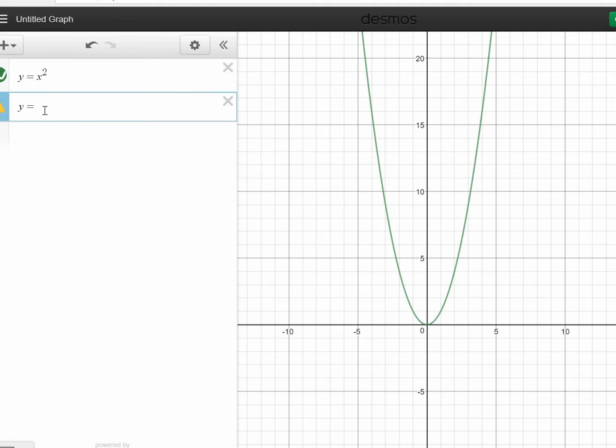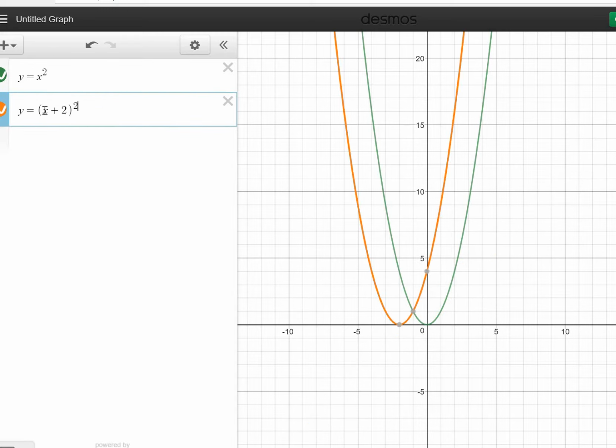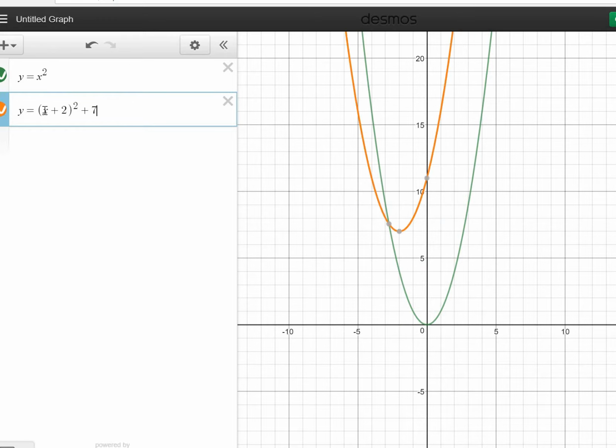Well, we are wanting to move it 2 to the left. So we would add 2 within the brackets. But we also want it to have a vertex not at -2, 0, but up at 7. So we would add 7 on to the entire equation. So y equals (x plus 2) squared plus 7 would move our parabola so that it has its vertex at -2, 7.